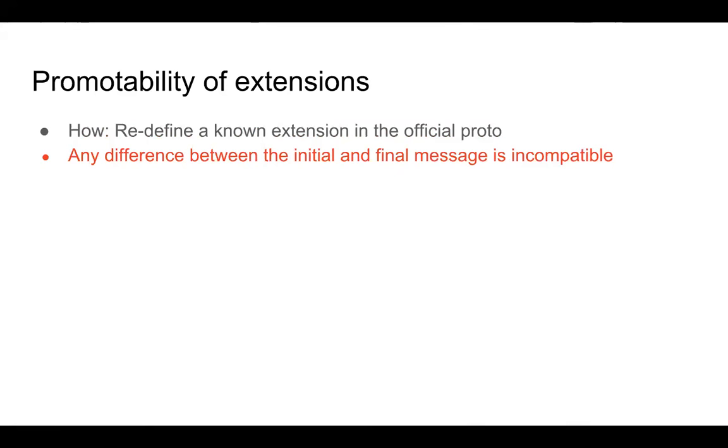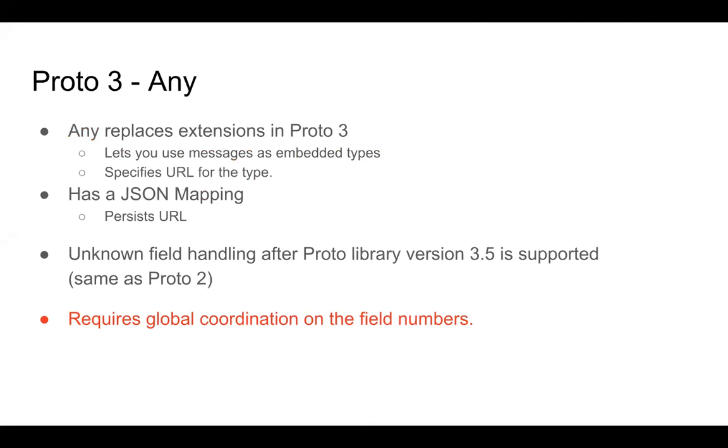You have to redefine a known extension into the official protocol buffer. That's okay. But then the other problem is that any difference between the initial and the final message becomes completely incompatible. So if you decide that this works well, but let's promote a slightly different variation of it, that becomes a big problem because you are essentially defining a different message. And by difference, you mean a different type? Yeah, for all intents and purposes, you're defining a different type in that case.